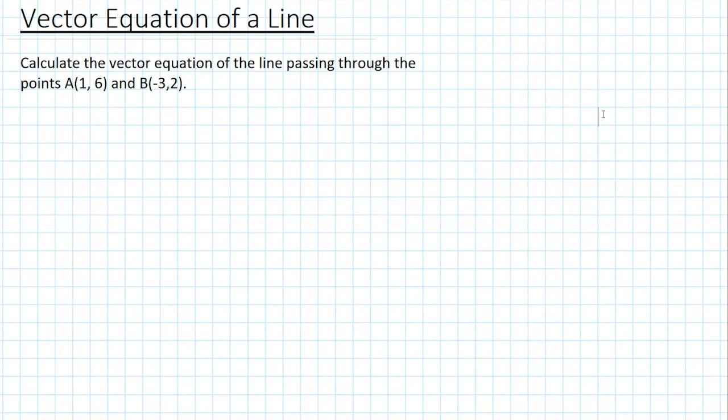So let's just practice this a little bit. What do we know? We know that we want to calculate the vector equation, not the Cartesian equation. We want to calculate the vector equation of the line passing through points A (1, 6) and B (-3, 2).